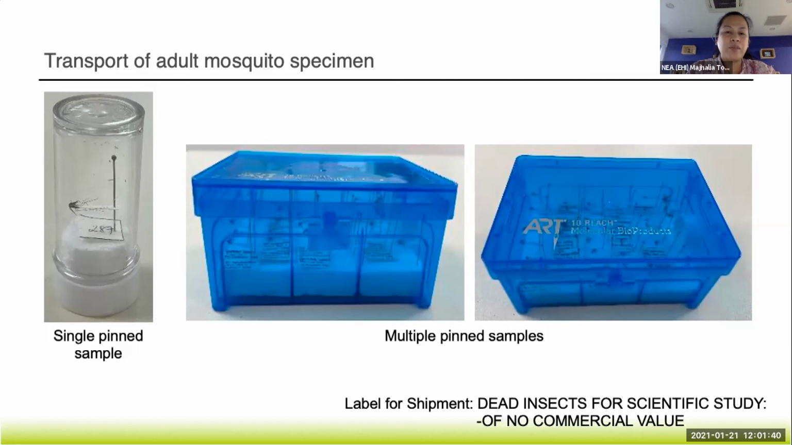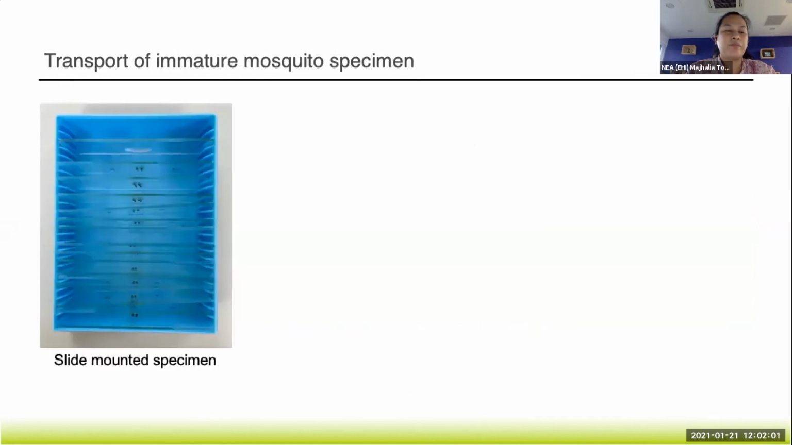And when you ship them, make sure that you label your sample as dead insects for scientific study of no commercial value. It is not difficult to send out dead adult mosquitoes. It is more difficult to send out larvae in alcohol. So I will share that with you in a while.